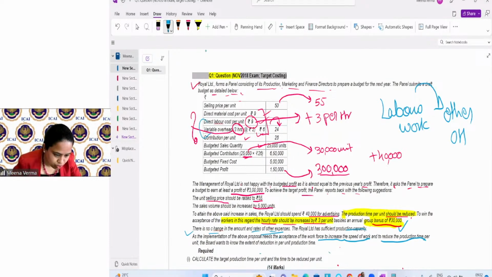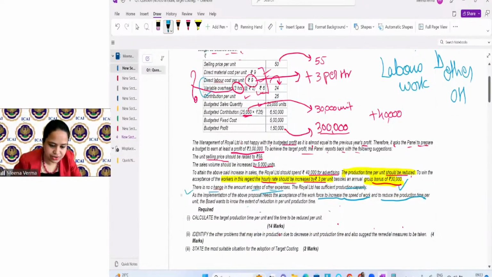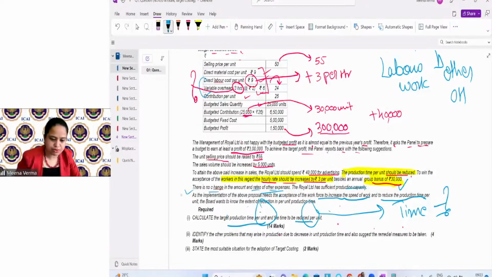All right, the board wants to know the extent of reduction. How much time is saved here? The board wants to know how much time is saved. So if you remember, see what is the question? Calculate the target production time per unit and the time to be reduced. So how much time is the labor taking to produce the goods, and how much time is saved, you have to calculate it here. Right? We have to calculate it here. All right.